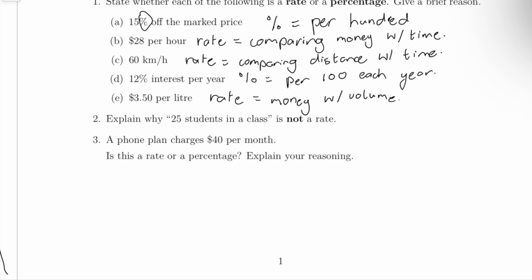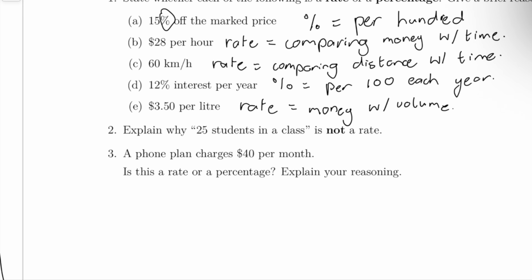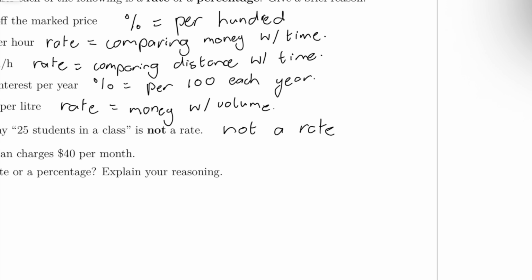Great, so let's move on to question 2. Explain why 25 students in a class is not a rate. So in order for something to be a rate, you need to be comparing two quantities. Since we're only saying 25 students, you're not exactly comparing it with another quantity. So we can say not a rate since no quantities compared.